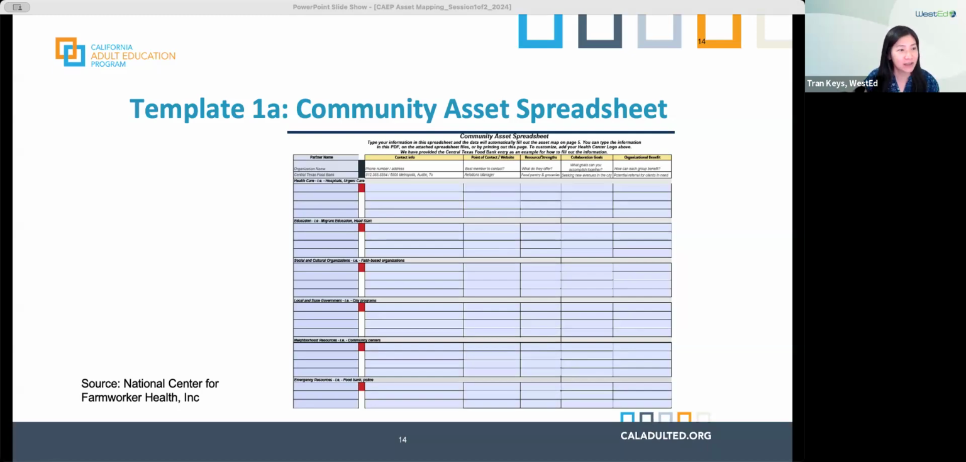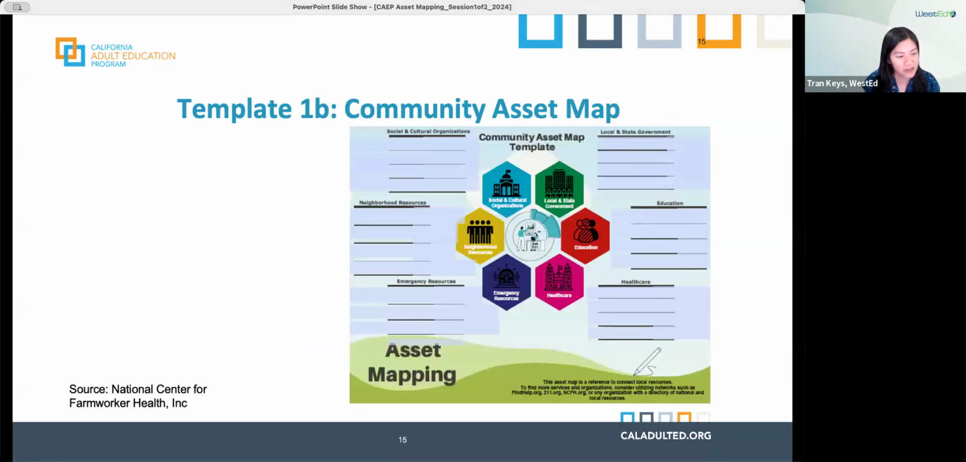Next time we meet, and again, please join us, it's in 2 days, we'll do more pointedly for adult education. Today is really an overview of asset mapping, community asset mapping. But here's one example of a template that folks use. On the next slide is another template, and it's actually from the same file.